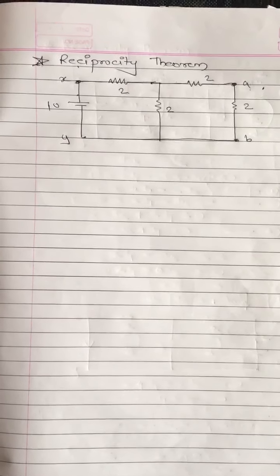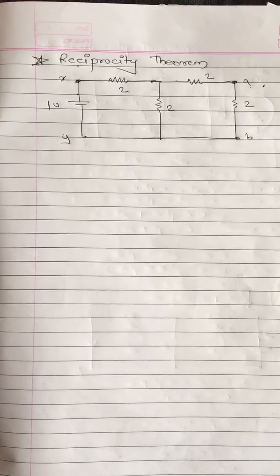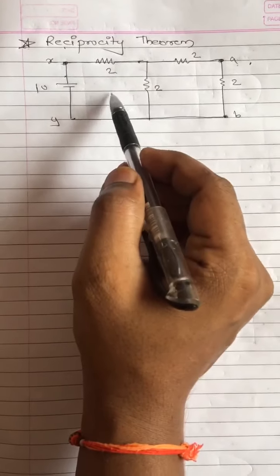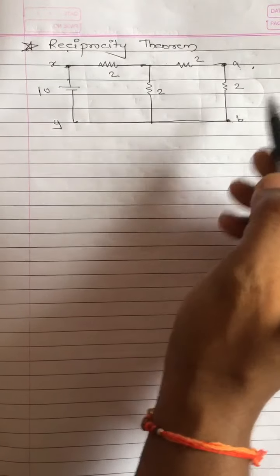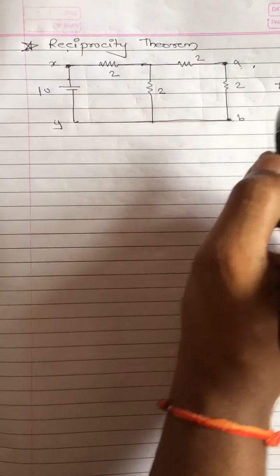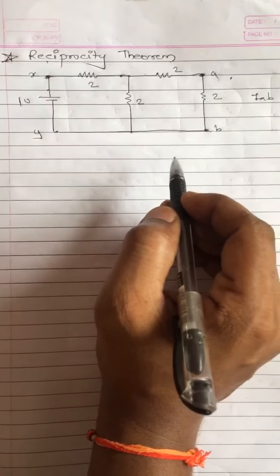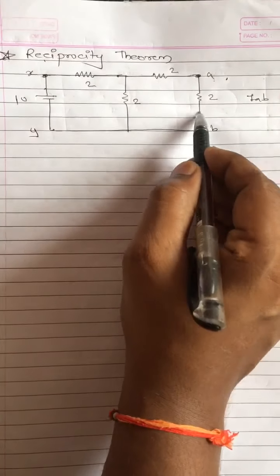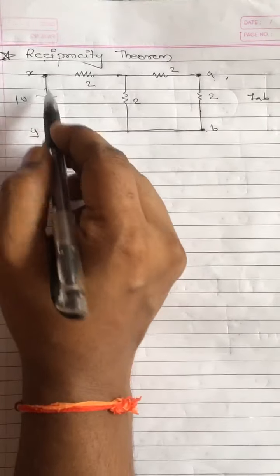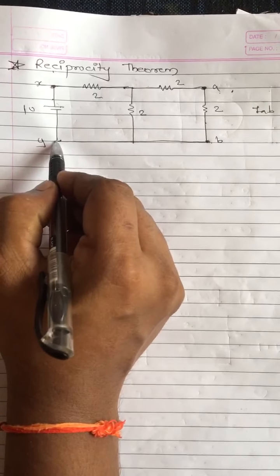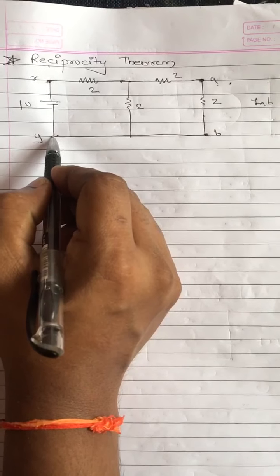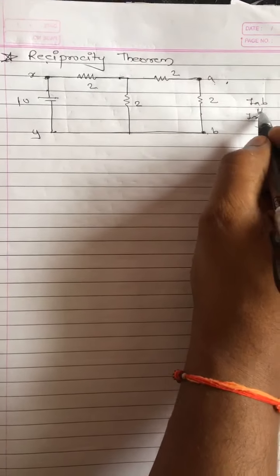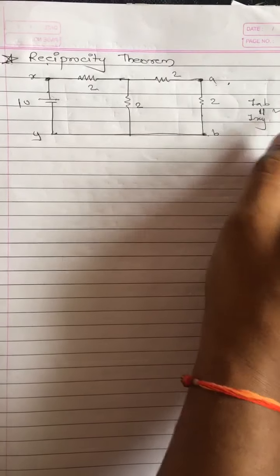Now what does the reciprocity theorem state? If in this circuit we calculated the current through branch AB, which is nothing but IAB, and then in the next step we remove this 10 volt source and connect it in this branch, and then calculate the current in the branch where the voltage source was previously located, that current should be IXY. Then in this condition IAB and IXY should be the same.